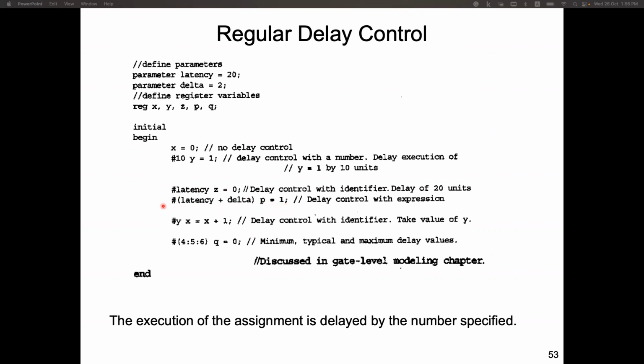So this delay will accumulate. This line is 10 units of delay. Then this is another 20 units of delay. And this line is another 22 units of delay. This delay accumulates in these blocking assignments. You see, these are blocking assignments.